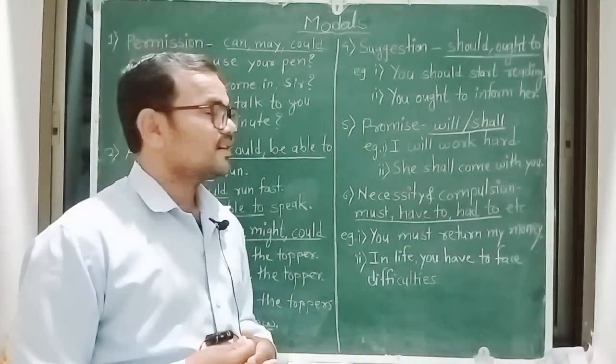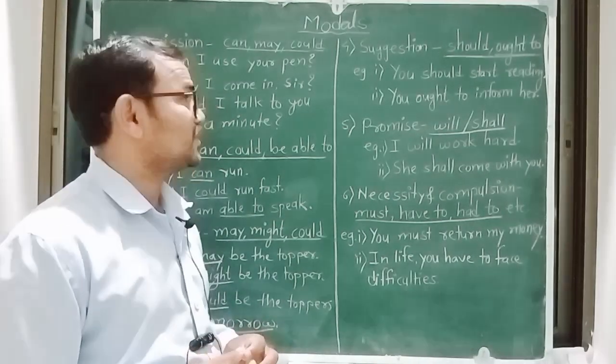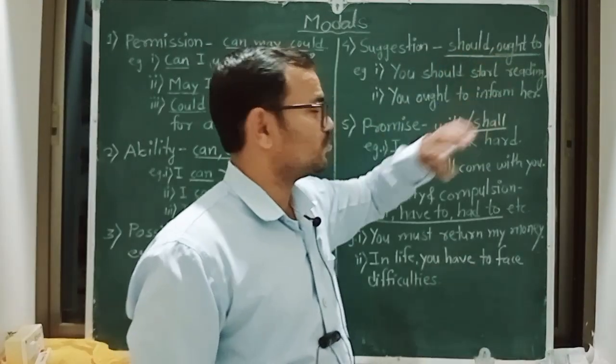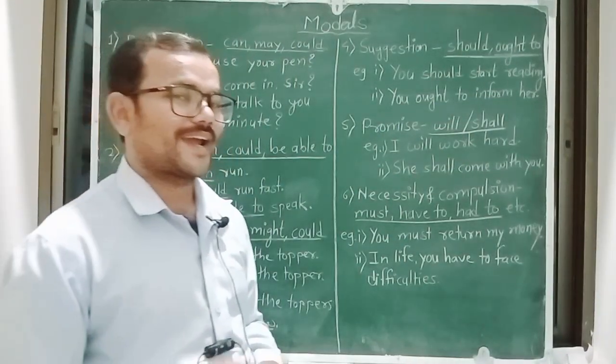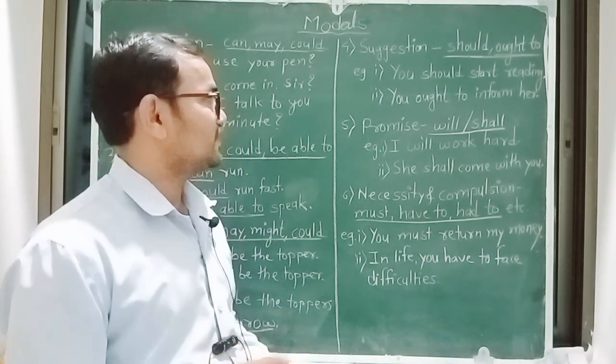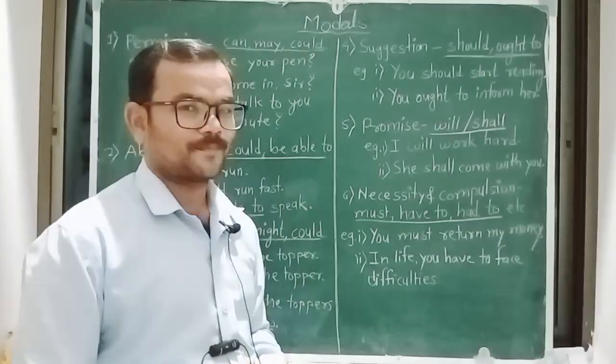The second example: you ought to inform her. Here, ought to is a modal auxiliary. You ought to inform her, right? So ought to is a modal auxiliary which expresses duty. So these are the two modal auxiliaries, should and ought to, which are used to express suggestion, advice, or duty.